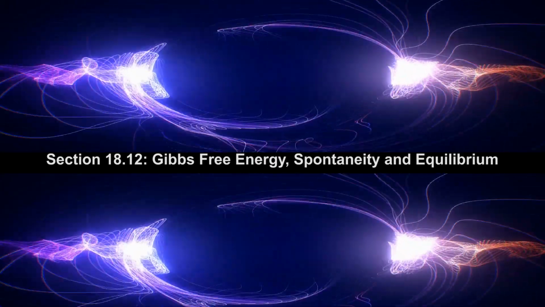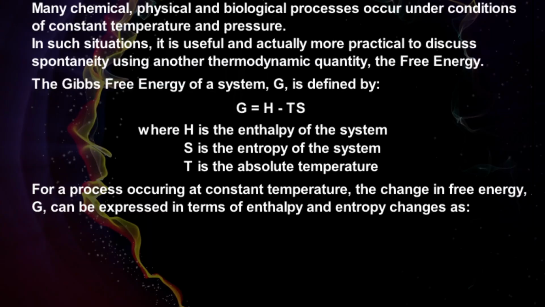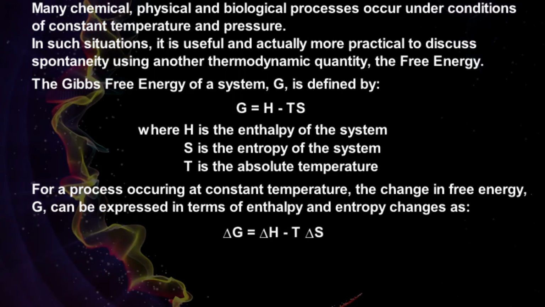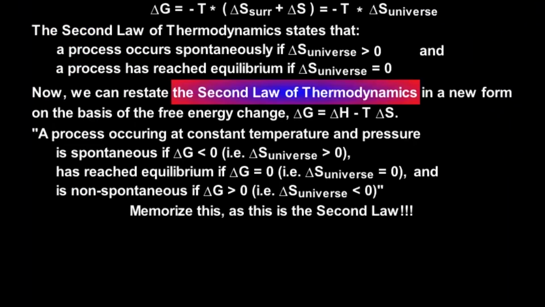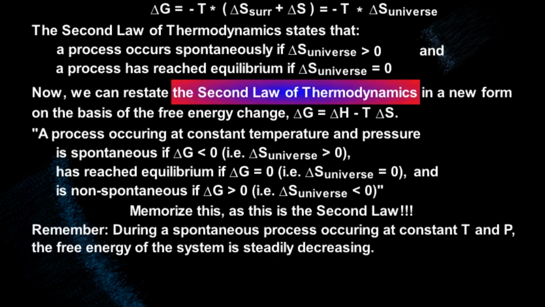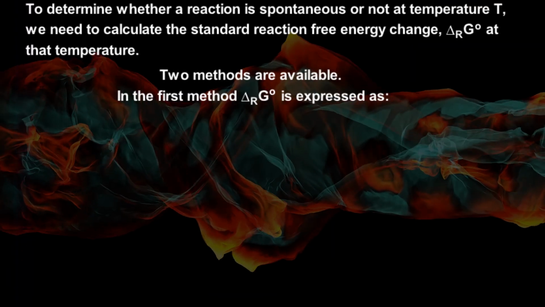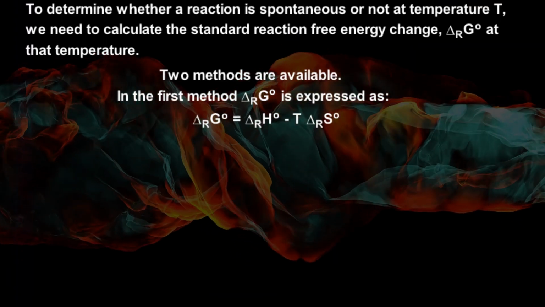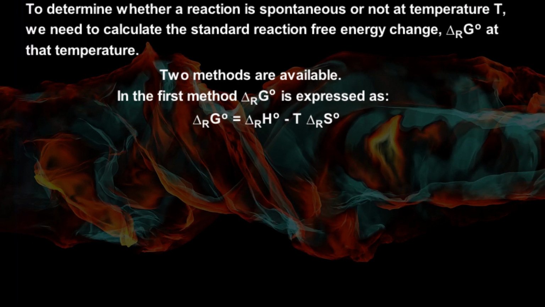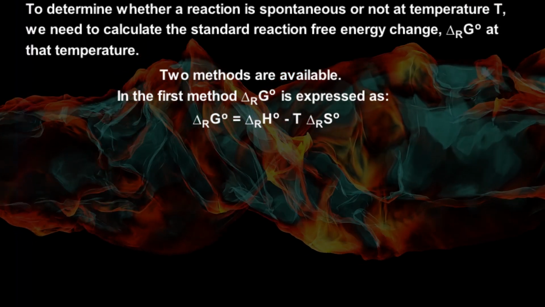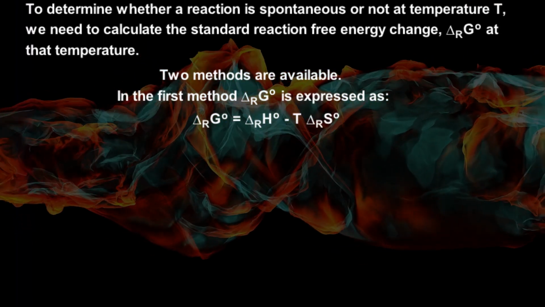In Section 18.12, Gibbs free energy, spontaneity, and equilibrium is introduced. Remember, Gibbs free energy is another way to determine the spontaneity of a chemical reaction, and is another way to define the second law of thermodynamics. In Section 18.13, Standard free energy, along with examples to calculate the standard free energy is presented.